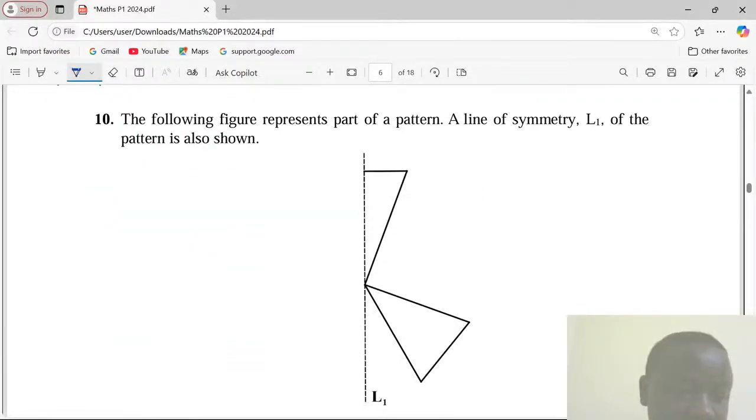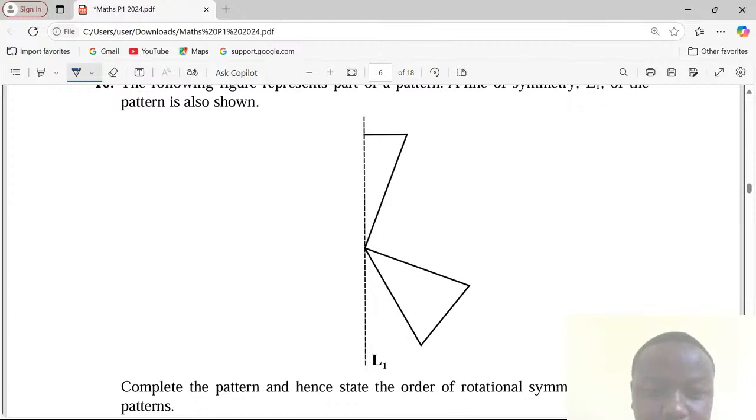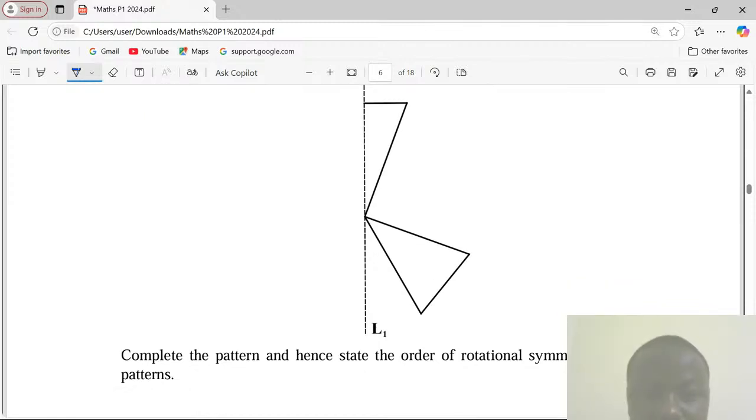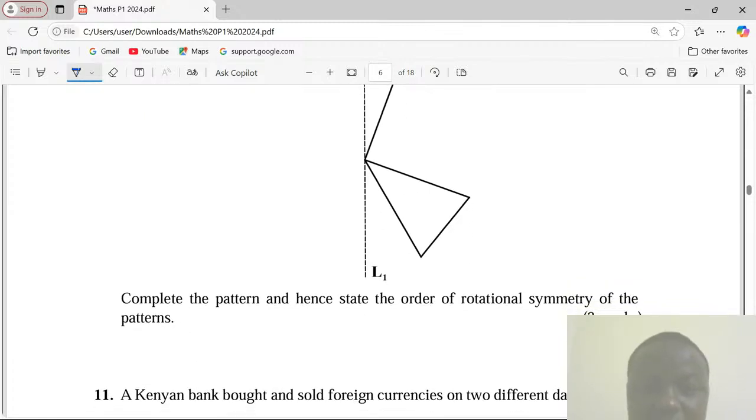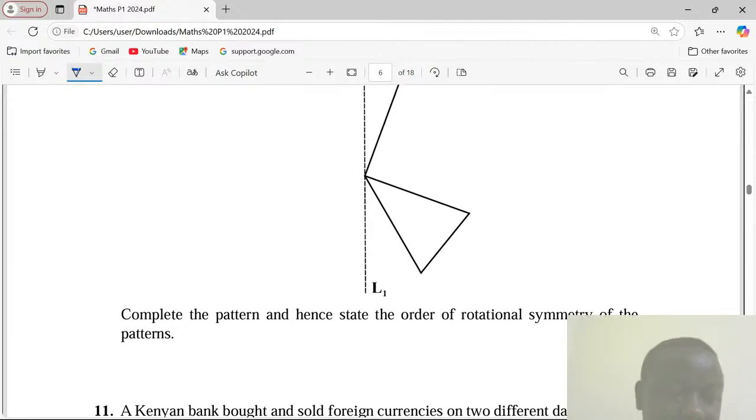The following figure, number 10, represents part of a pattern. A line of symmetry, L1, of the pattern is also shown. Complete the pattern and hence state the order of rotational symmetry of the pattern.